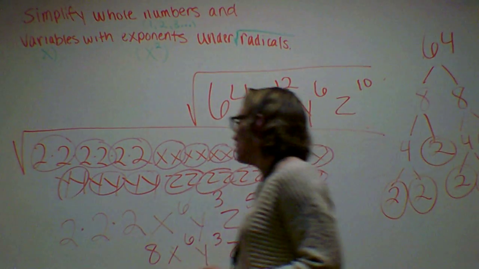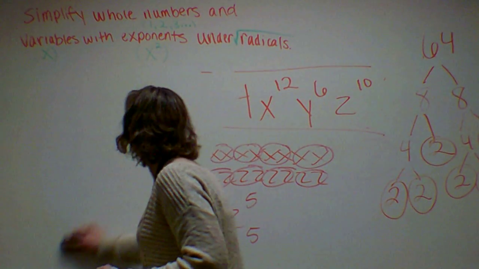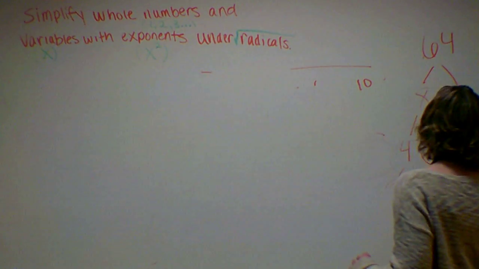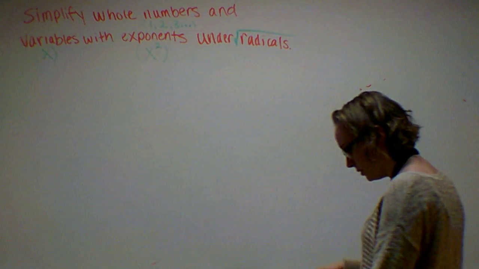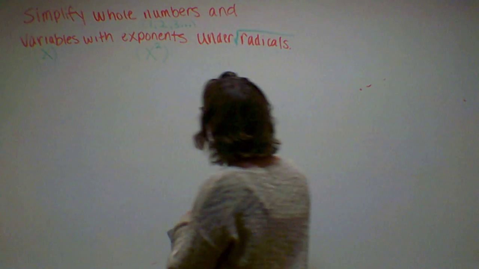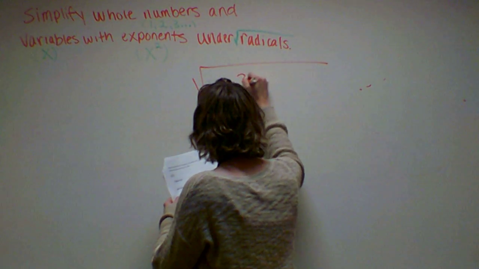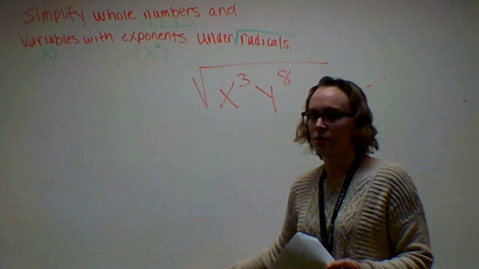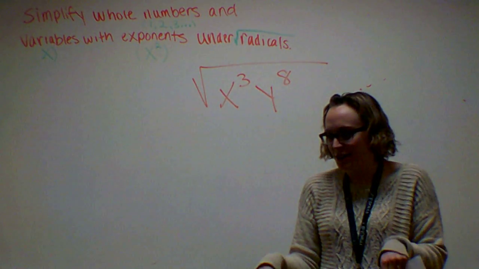Okay. Alright, here's where your partners come in. I'm gonna give you something to do with partners before we do your quiz, so we can clear up any confusion that you might have left over. First problem we're gonna do, square root of x to the 3rd, y to the 8th. Alright, partners. Do your thing.